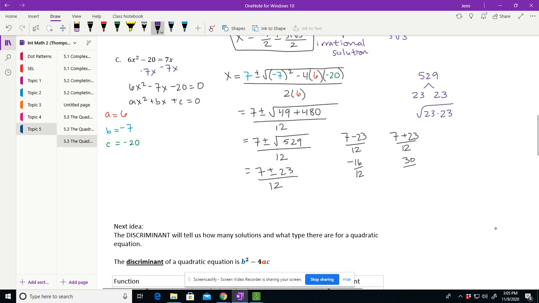What goes into 16 and 12? 4. 4 goes in here 4 times. 4 goes into here 3 times. So I have negative 4/3 as one of my answers. And then with 30 and 12, let's see what goes into 30 and 12. The biggest thing that goes into there is 6. So 6 goes into here 5 times. 6 goes into here 2 times. So I have these 2 values for my answer. Those are real numbers. Like I could go to a graph and figure out where x is negative 4/3 and x is 5/2.